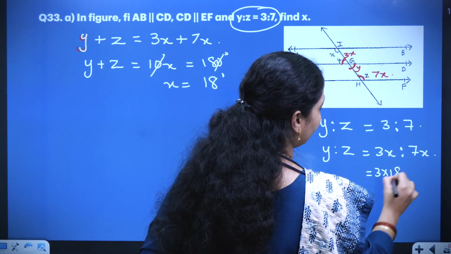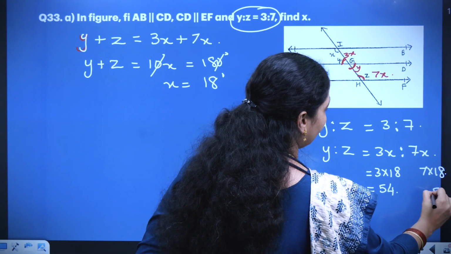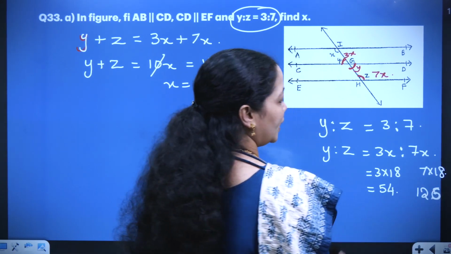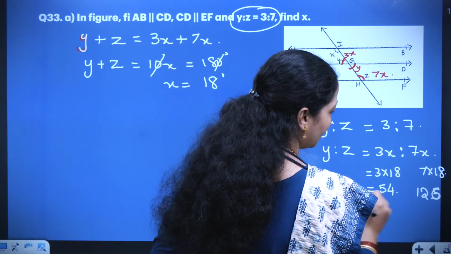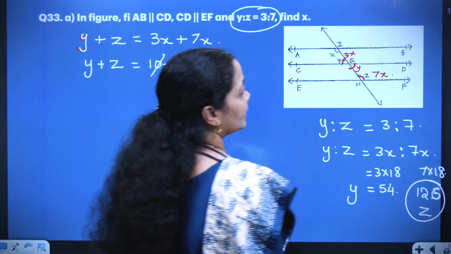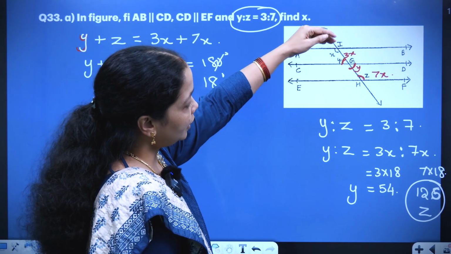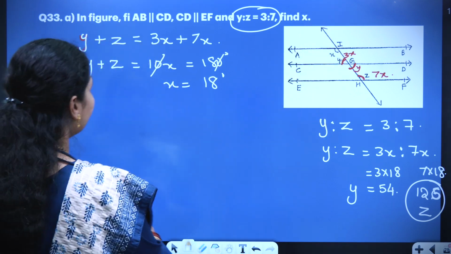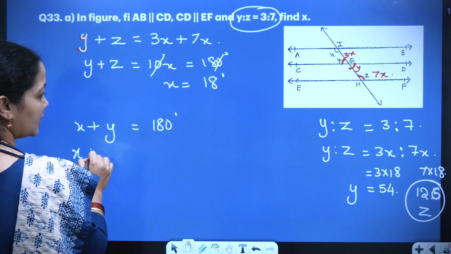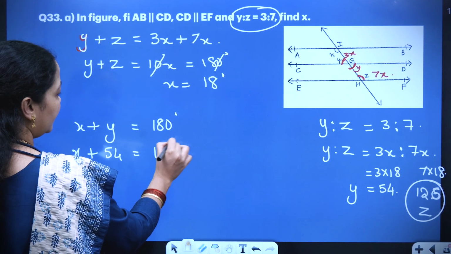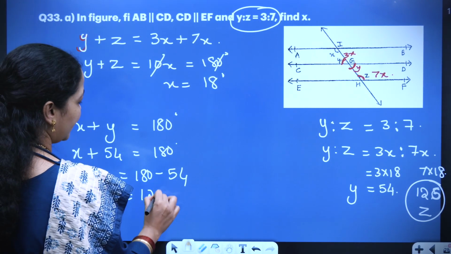3 into 18, which is 54, and 7 into 18, which is 126. 126 plus 54 is giving me 180 degrees. That means my angle y is 54, my angle z is 126 here. Now I got the value of z and y, I have to find the value of the x that is there. We know x and y are again co-interior angles. Therefore, I can write x plus y also to be equal to 180. x plus y, y was 54, equal to 180. Therefore, x will be equal to 180 minus 54. That is exactly 126 degrees.